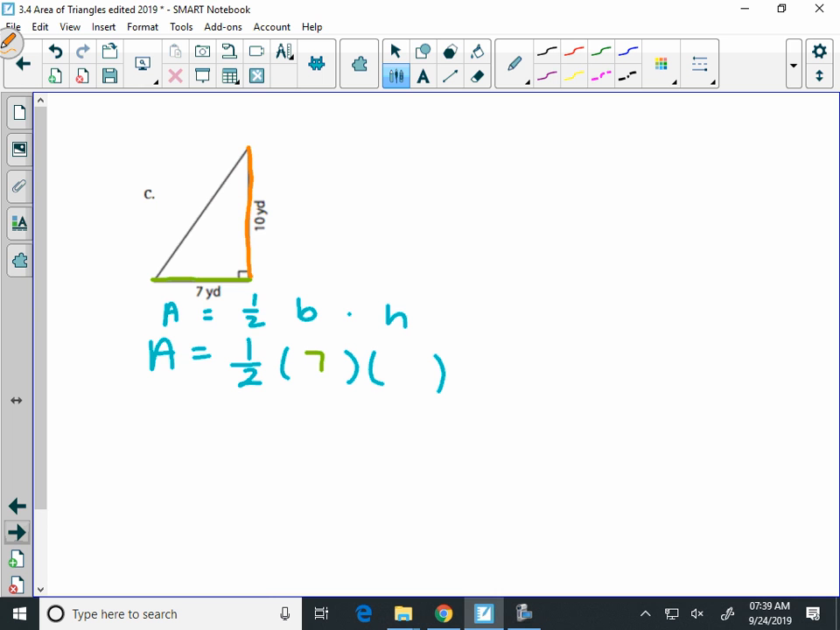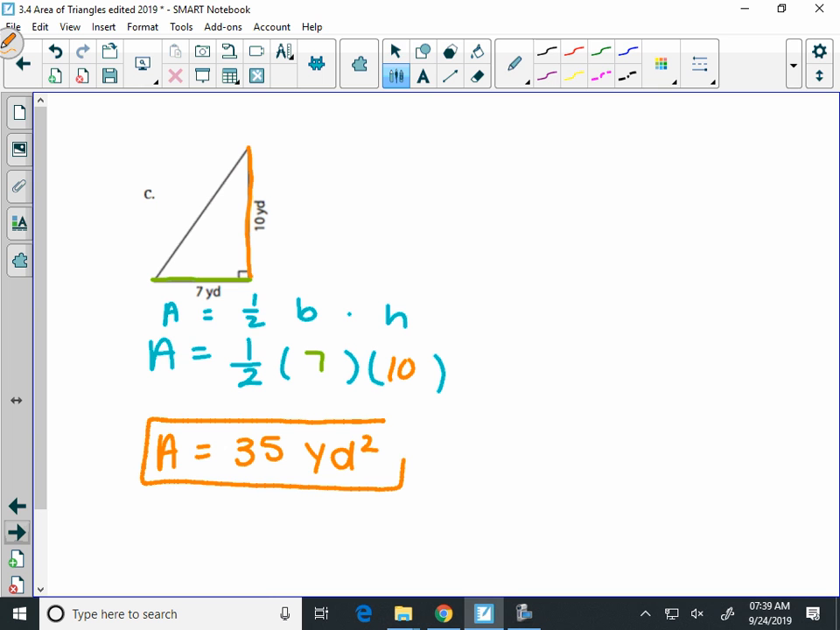And again, if you got them flip-flopped, that's okay. You'll get the same answer. What's 1/2 times 7 times 10? So the area of this triangle is 35. How would we label it? Questions over that? Not too bad. Pretty basic stuff. Reviewing that a little bit to help us find the area in the coordinate plane and to help us with the next one.